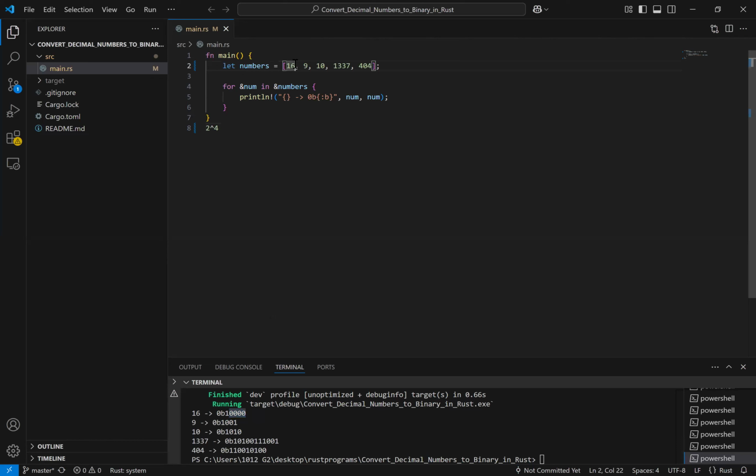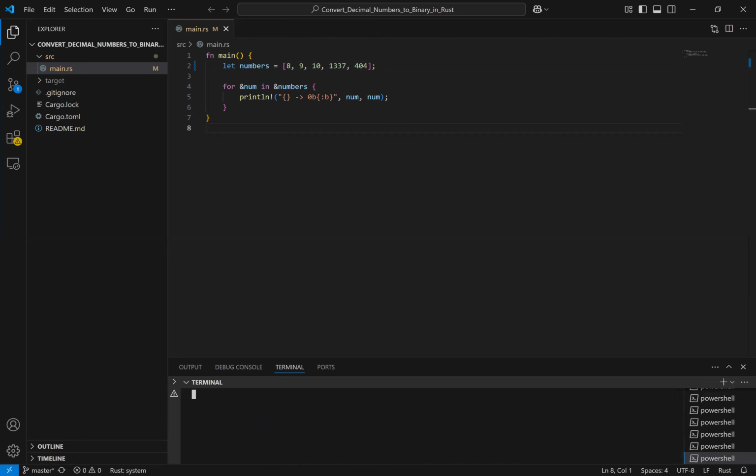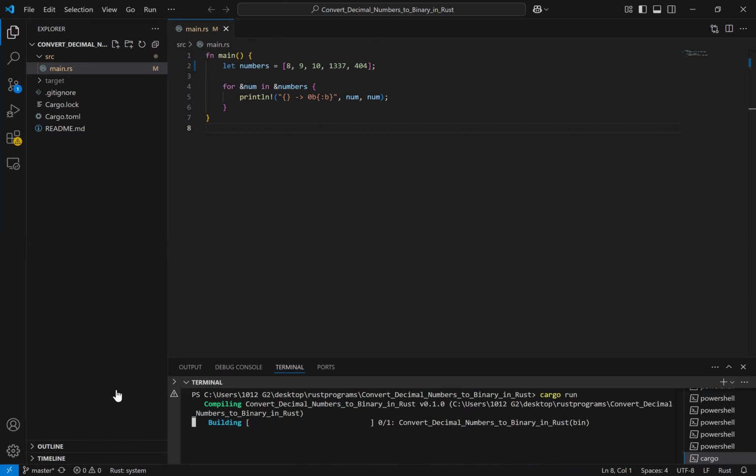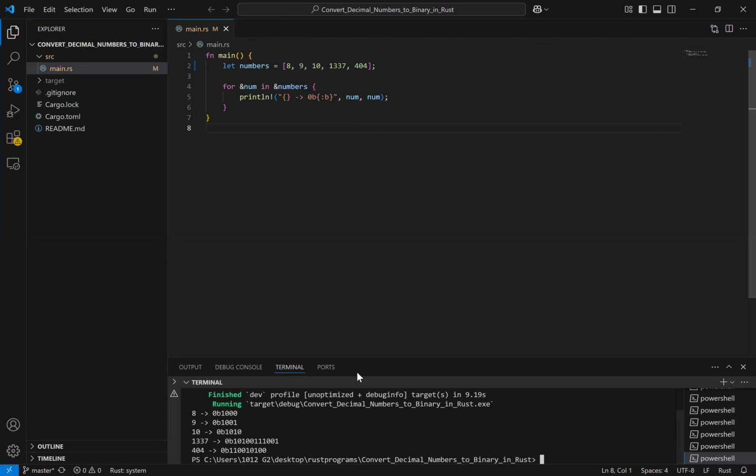Okay, let me make it 8. Because 8, we know, is 2 raised to 3, so I expect 1, then 3 zeros. Just see if that happens. Go run. Okay, so it has told me that 8 is 1 with 3 zeros. So this is 8.